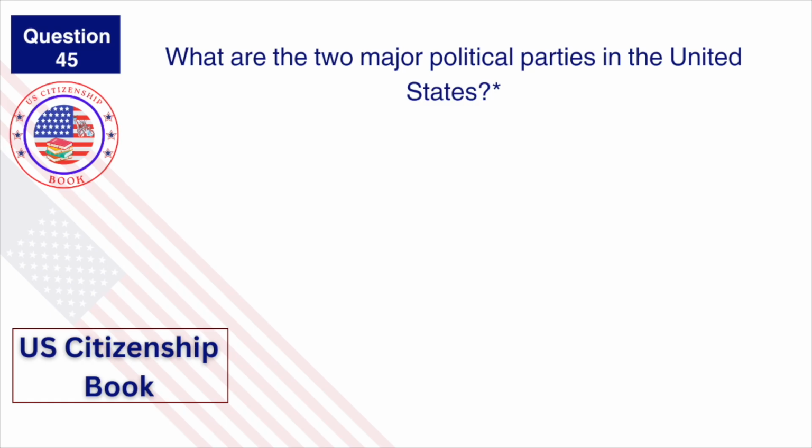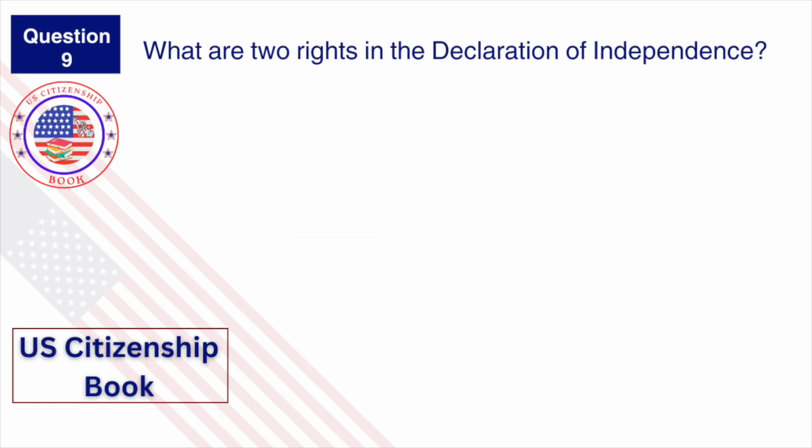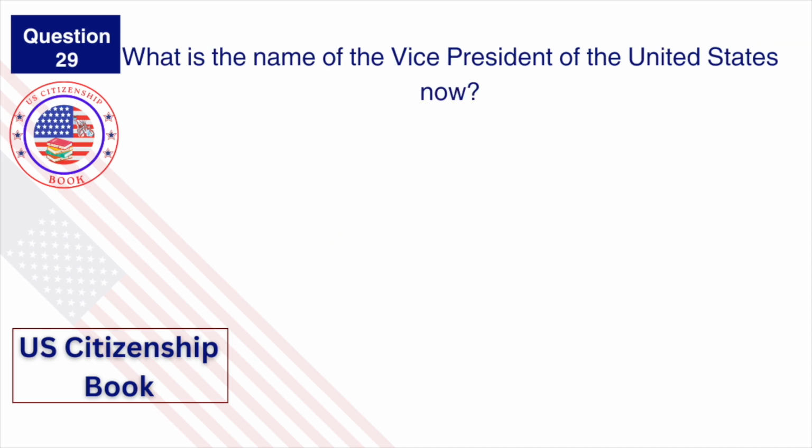What are the two major political parties in the United States? Democratic and Republican. What are two rights in the Declaration of Independence? Life, liberty. What is the name of the Vice President of the United States now? J.D. Vance.